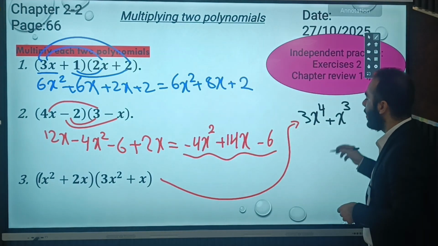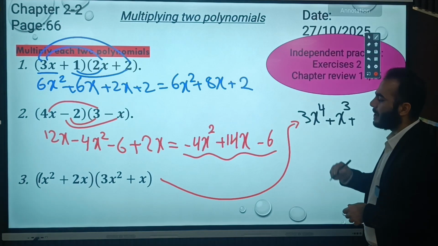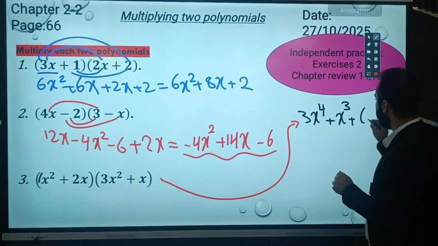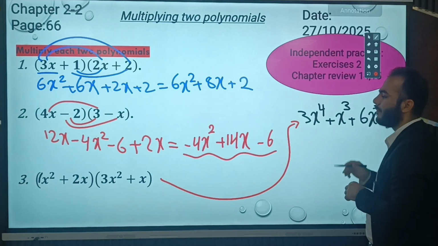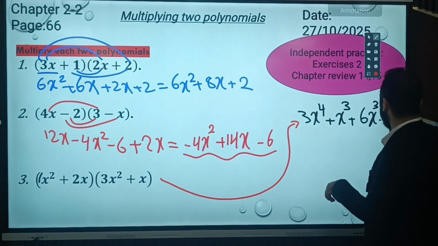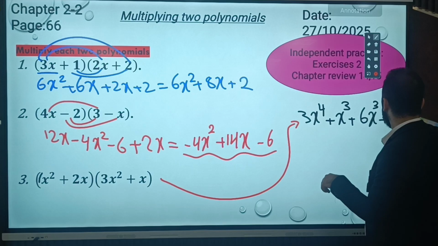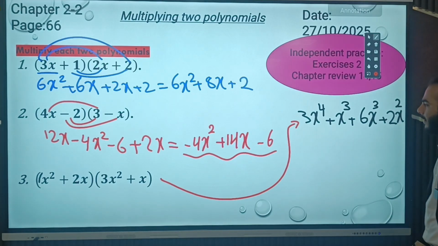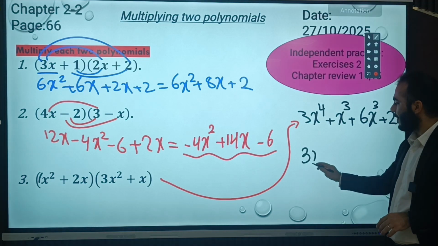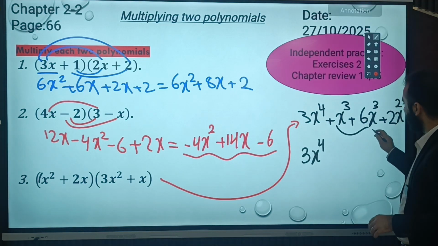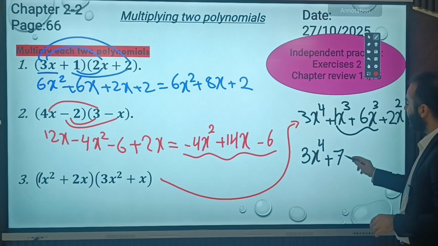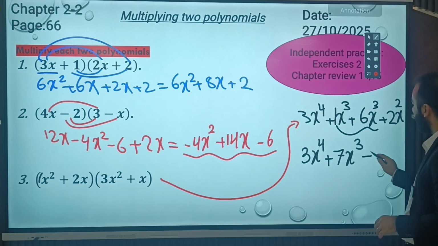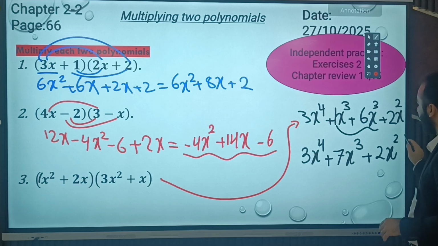So x cubed plus 2x times 3x squared. So 2 times 3 is 6. x^1 and x^2, we're going to make x cubed. 2x times x, 2 times 1, 2. x times x, x squared. Okay? Perfect. So the highest exponent is this term, 3x^4. And here we have got some like terms. 1x cubed plus 6x cubed, it's going to make 7x cubed plus 2x squared.